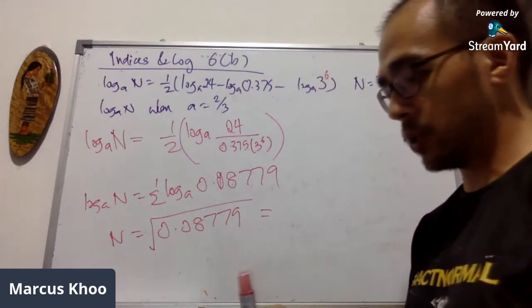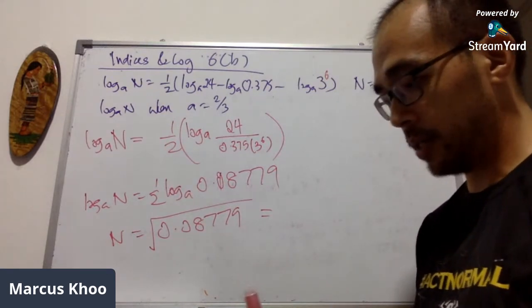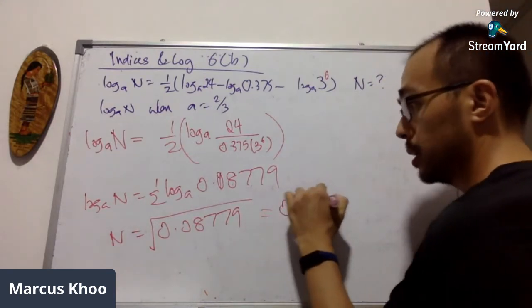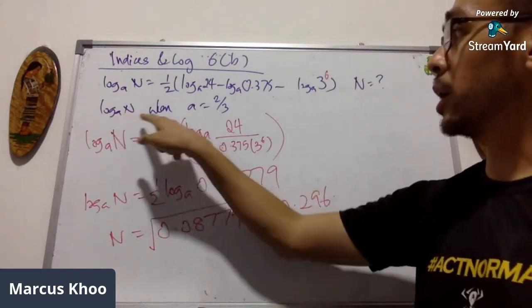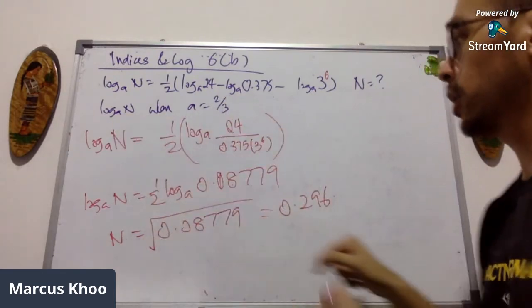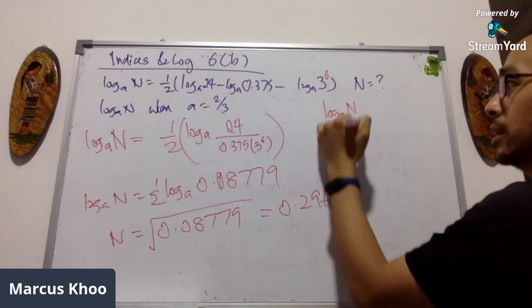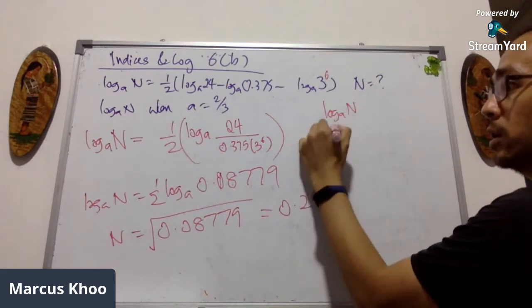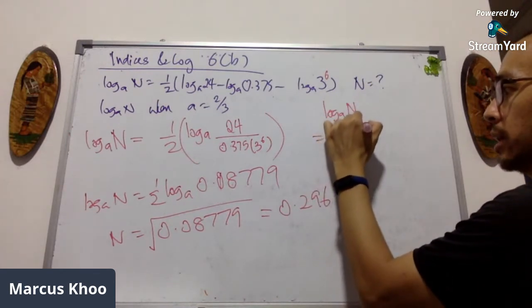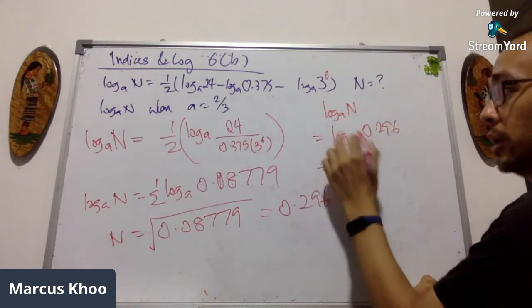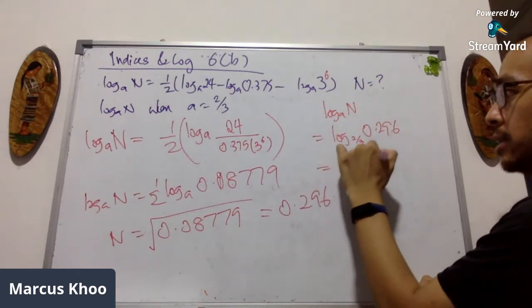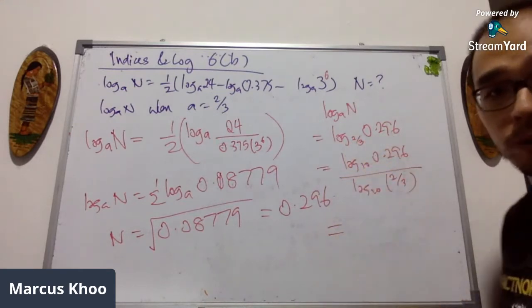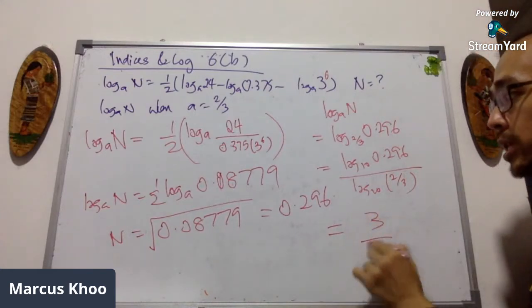Sorry, I'm going to do this again. Square root of 0.08779. Okay, it's about 0.296. Right. Okay, so the question is find log AN when A equals to 2 over 3. So log AN, if N is 0.296, therefore log 2 over 3 of 0.296. If you do a change of base to log 10, log 10 of 0.296 over log 10 of 2 over 3, you should be able to get the answer, which is about 3.